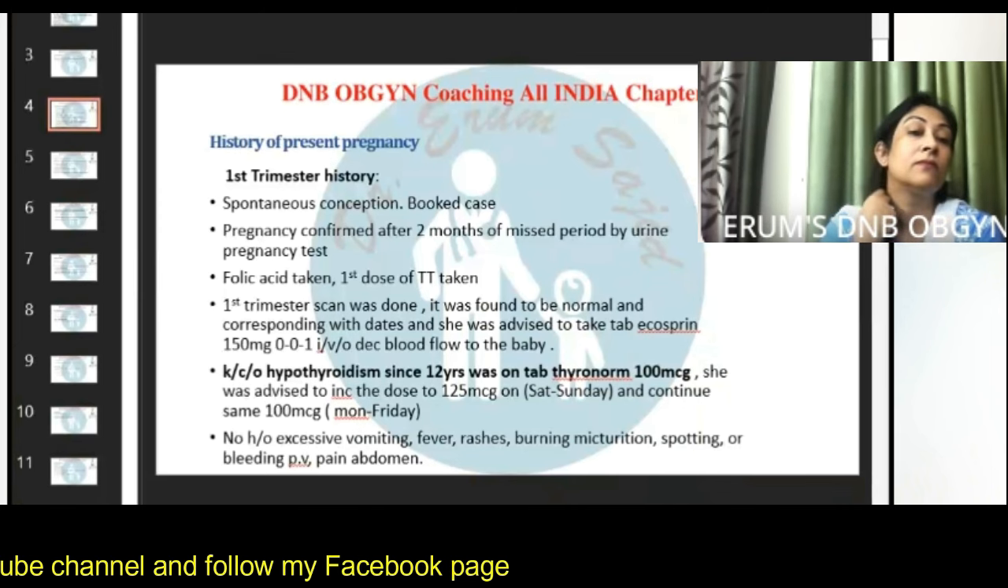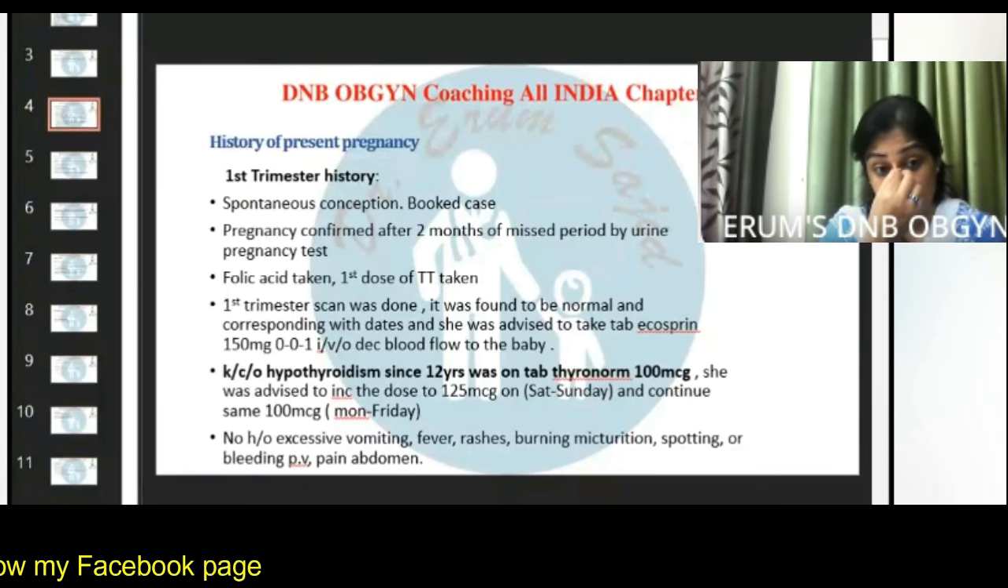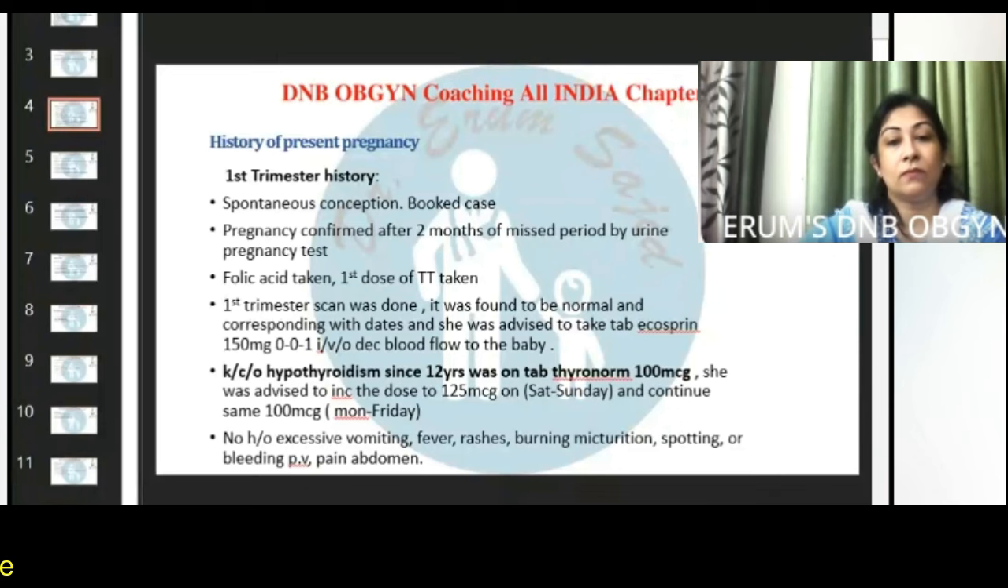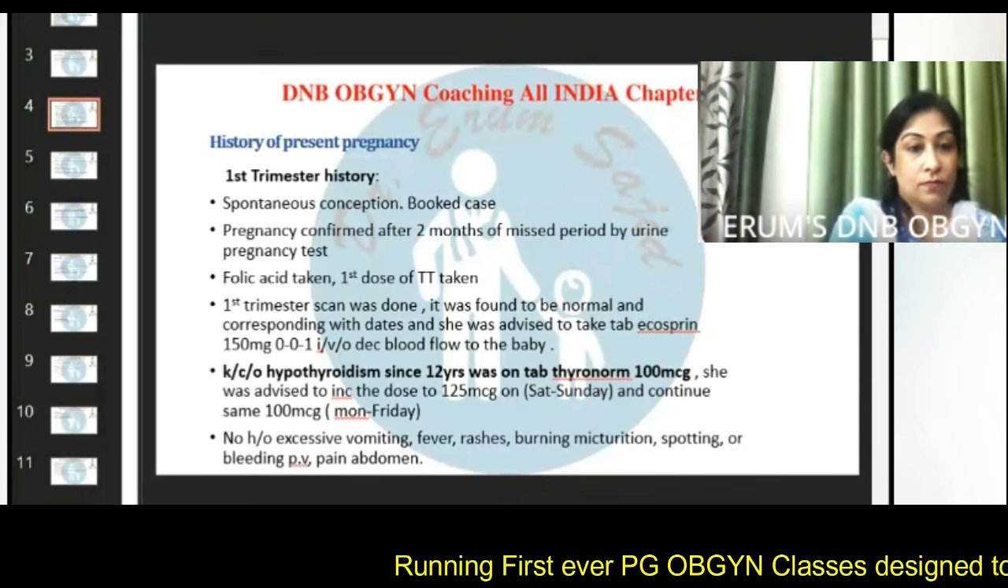And she was a known case of hypothyroid since 12 years, and she was on tablet Thyronorm 100 mcg. She was advised to increase the dose to 125 mcg on Saturday, Sunday, and continue the same dose of 100 from Monday to Friday. No history of excessive vomiting, fever, rashes, burning micturition, spotting, or bleeding PV.